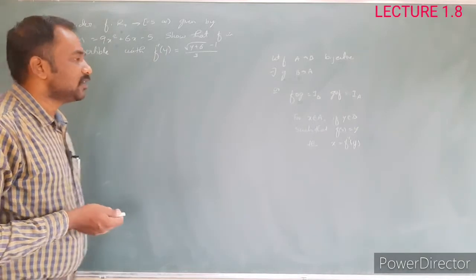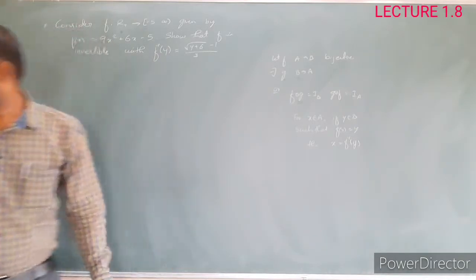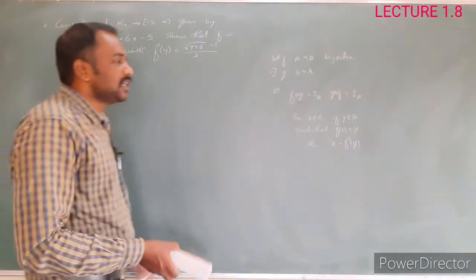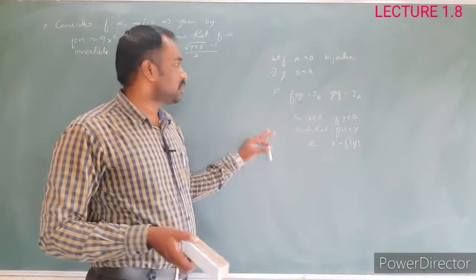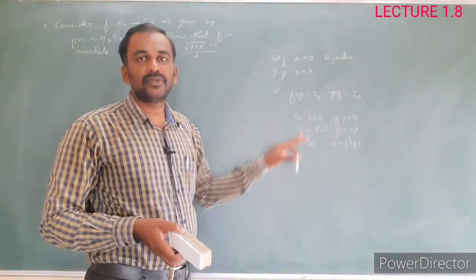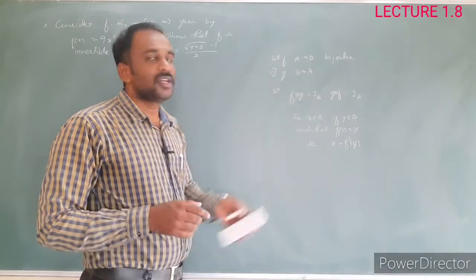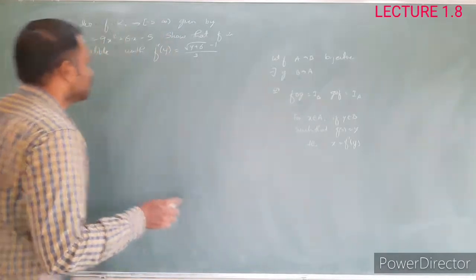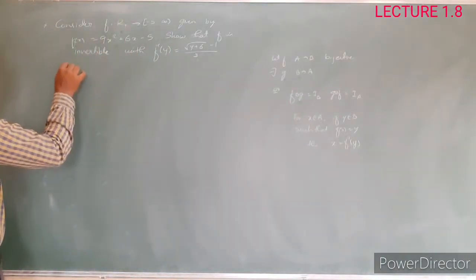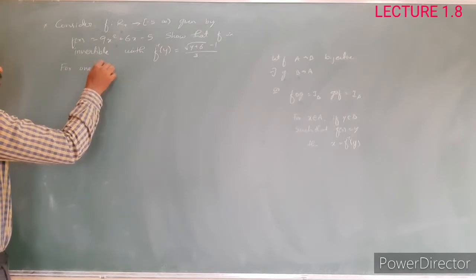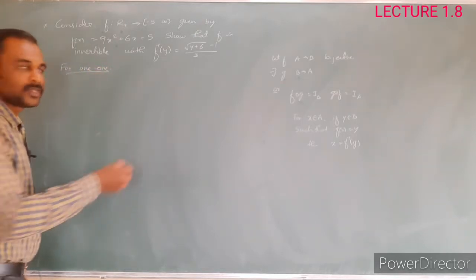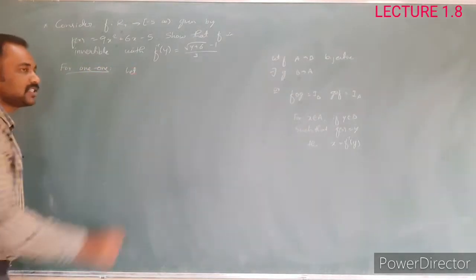When do you say that the given function is invertible? Whenever it is bijective. What is bijective? One-one and onto. First of all, prove that it is bijective. To prove bijective, first we need to prove it is one-one. So how do you prove one-one? Several problems are already solved.